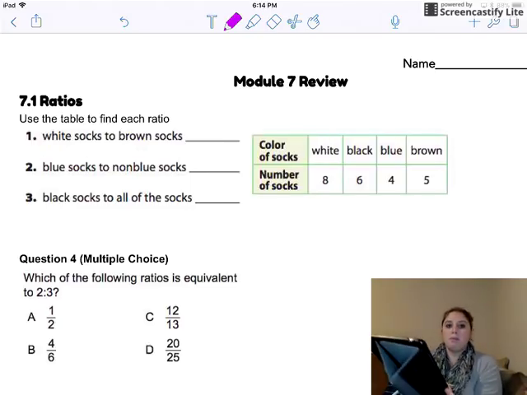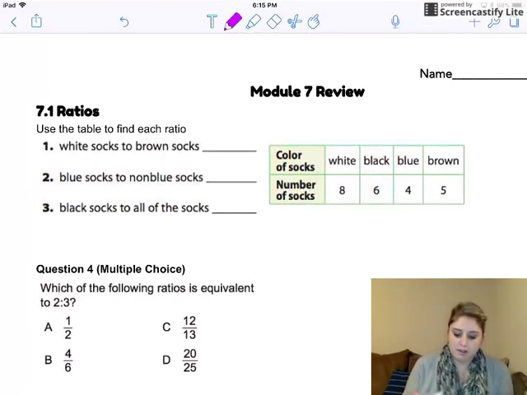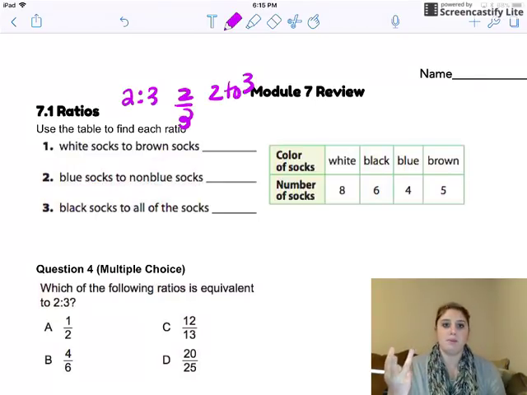And we're going to talk about ratios. And remember, there were three different ways that you could express a ratio. You could say something like 2:3, or 2/3, or 2 to 3. Those were the three different ways we could write it.